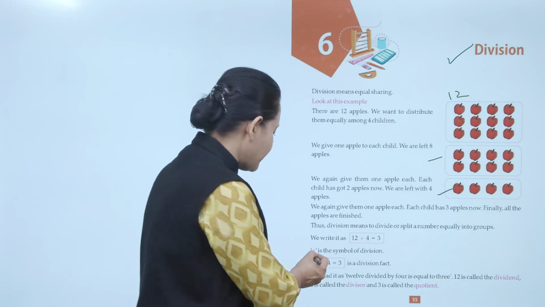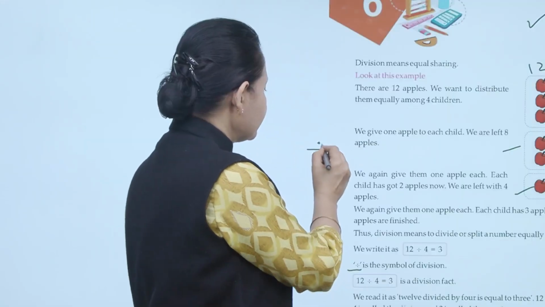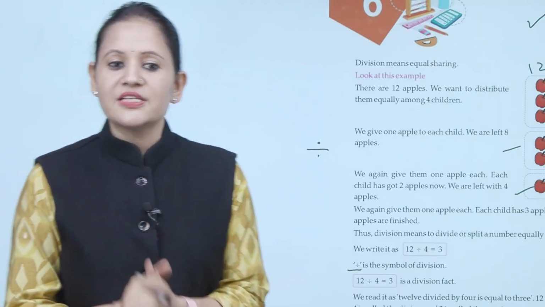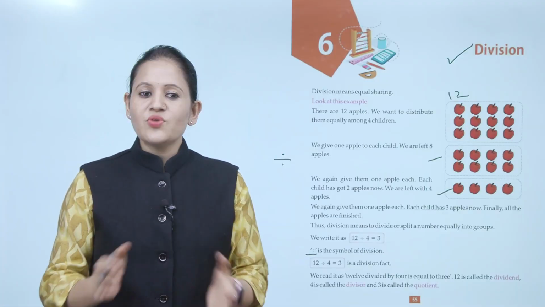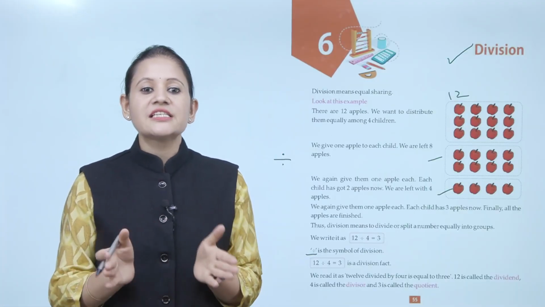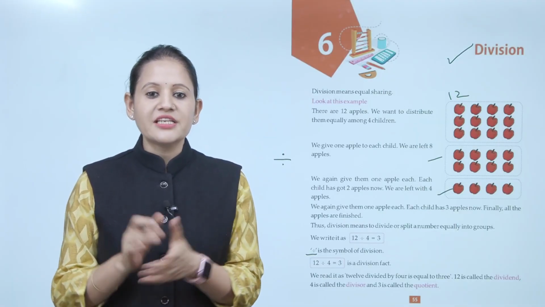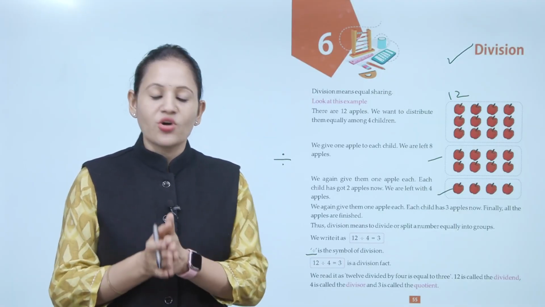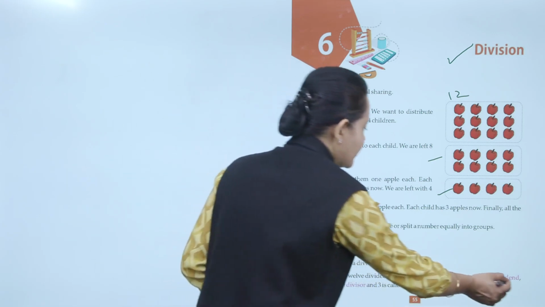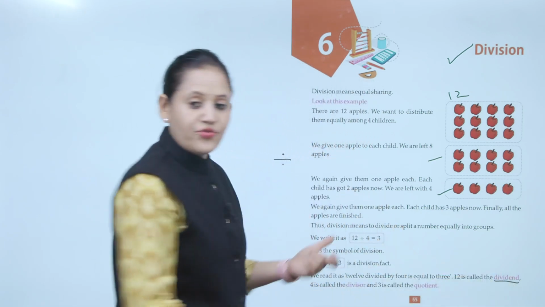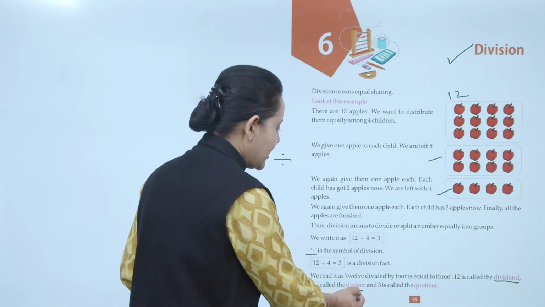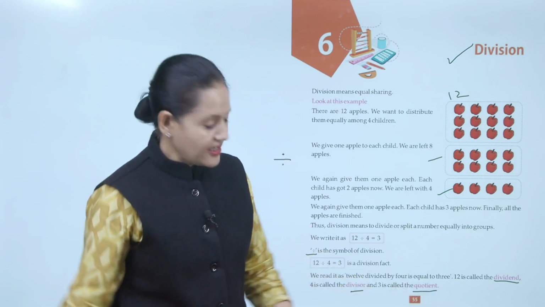This is the symbol of division. Clear? 12 divided by 4 equals 3 is a division fact. We read it as 12 divided by 4 equals 3. Here 12 is called the dividend. And 4 is called the divisor and 3 is called the quotient. Clear?